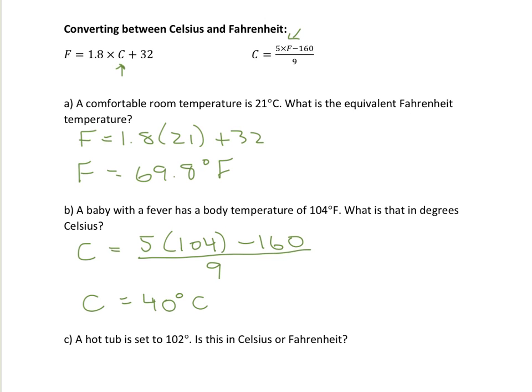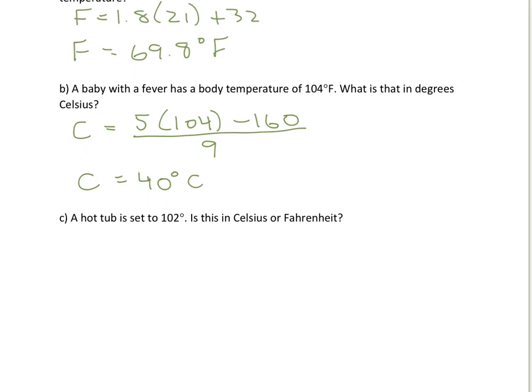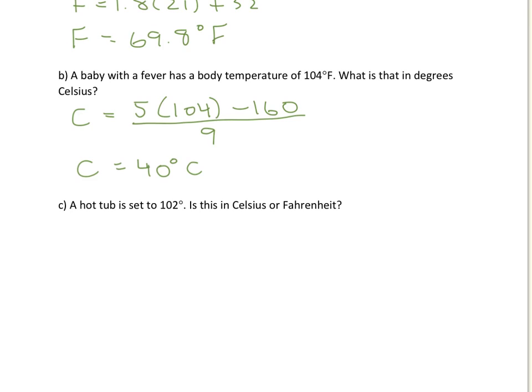And one final question just to think about. A hot tub is set to 100 degrees. Is this in Celsius or Fahrenheit? And this is where it's really helpful to have some measurement ideas, some ideas of what Celsius degrees and Fahrenheit degrees are like. So if you are really comfortable with Celsius degrees, you'll remember that boiling temperature of water is at 100 degrees Celsius. So you really can't have a hot tub that's above boiling temperature because a hot tub is full of water. So this must be Fahrenheit degrees.